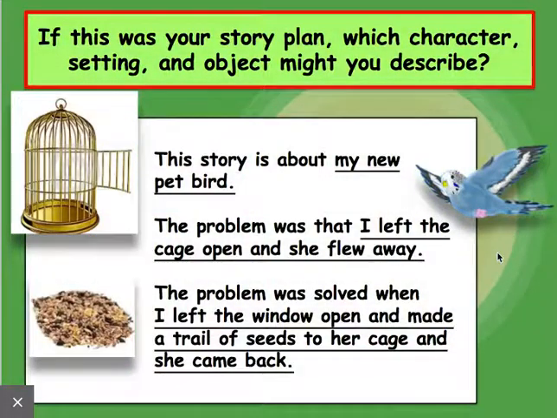If this was your story plan, which character, setting, and object might you describe? This story is about my new pet bird. The problem was that I left the cage open and she flew away. The problem was solved when I left the window open and made a trail of seeds to her cage and she came back.